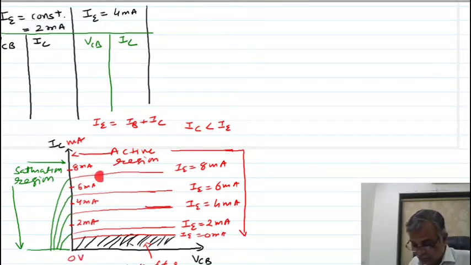This graph also indicates that the output collector current is independent of the VCB. You are changing the VCB, yet only a very small change in the output collector current takes place. It means the output current is almost independent of VCB.